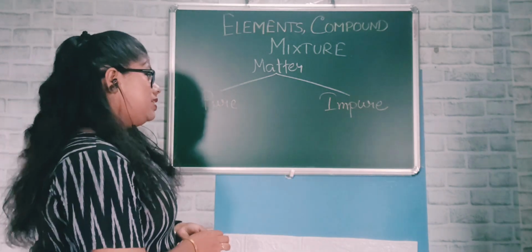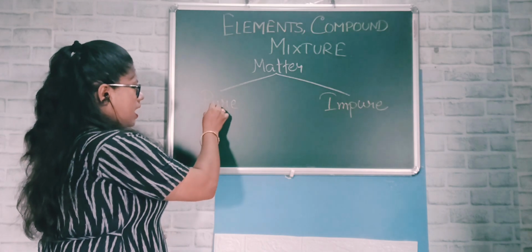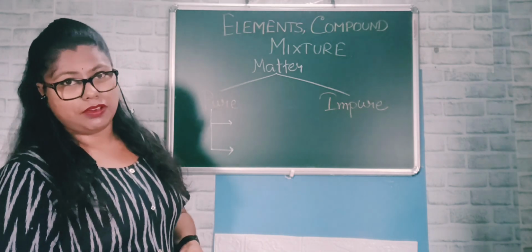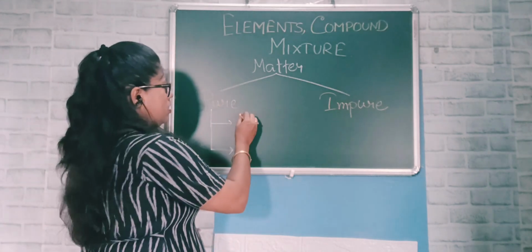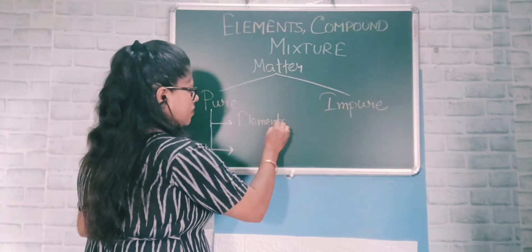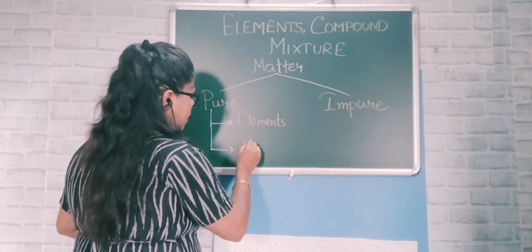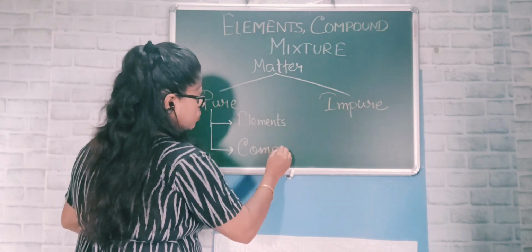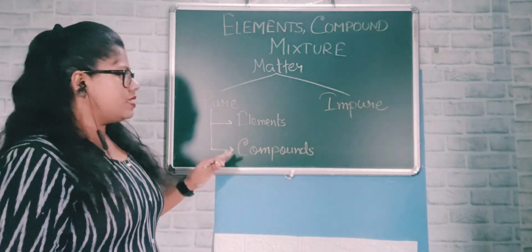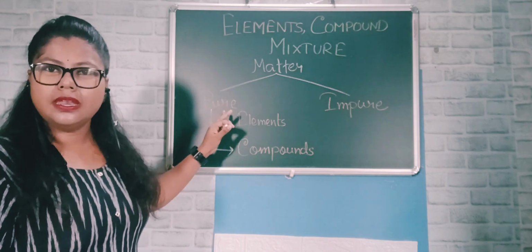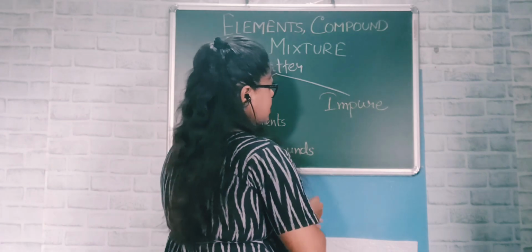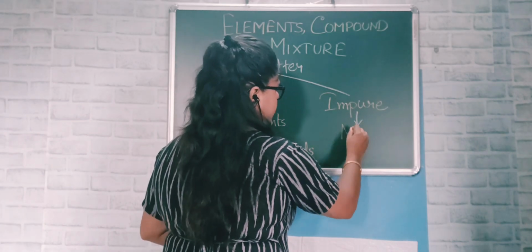When they studied this pure substance, they found out that pure can be further divided into two ways. One is element and one can be compound. So these two things are pure in nature, whereas within impure they found that it can be mixture.